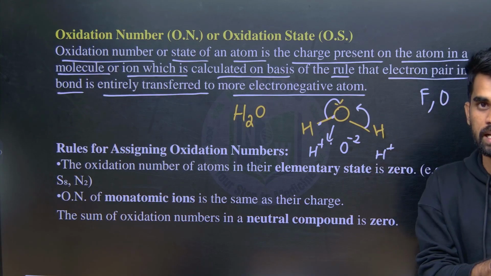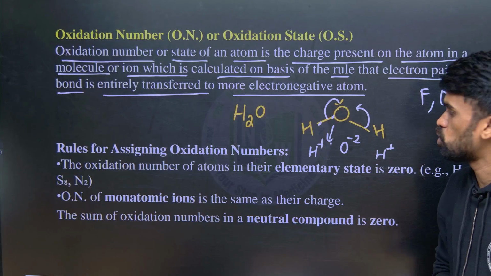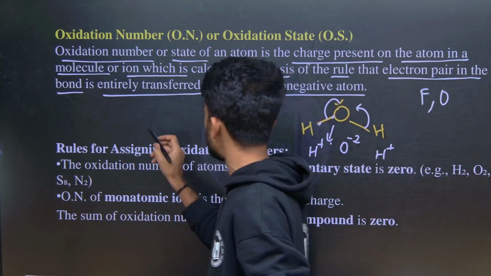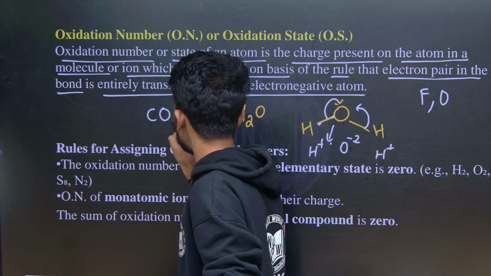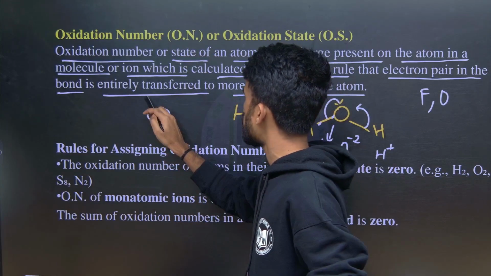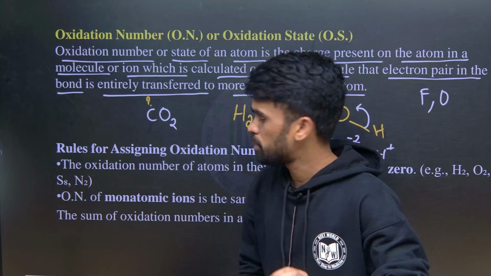I hope this is clear, right? Okay. Now I will be asking you one question. So just try to identify the answer for this. So I am writing CO2 molecule. Now what is the oxidation state of carbon in this molecule? Okay. So tell me in the comment box.